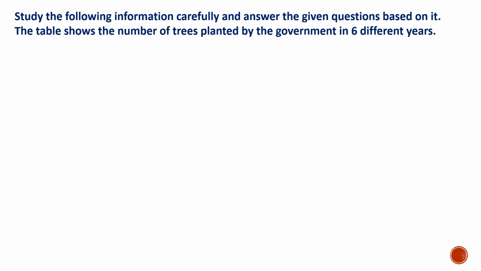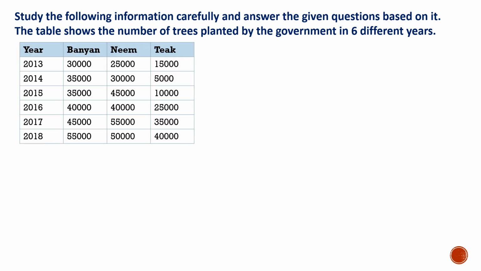So this is an example of tabular data interpretation. Study the following information carefully and answer the given questions based on it. This table shows the number of trees planted by the government in 6 different years. Look at the table carefully. We have years 2013 to 2018 and three different trees: banyan tree, neem tree and teak tree. These values represent different numbers.